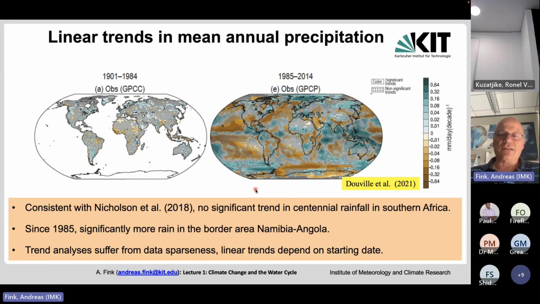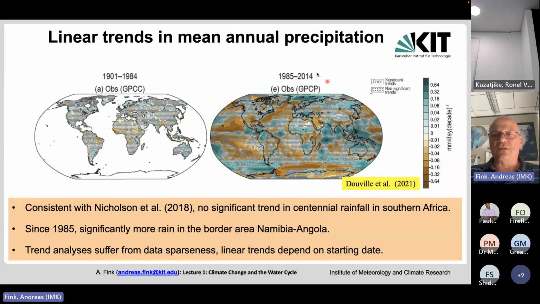So this is from the last IPCC report, based on the GPCC. I mentioned this data set. Remember, monthly, it started in 1891. But here the trend is given of the annual rainfall, 1901 to 1984. And only where you can see the colors without the crosses, it's significant. It's a land-only data set because it's based on rain collectors, by the way. You see a few regions like here in West Africa where we have a significant trend. So all over Southern Africa, there was no long-term trend.